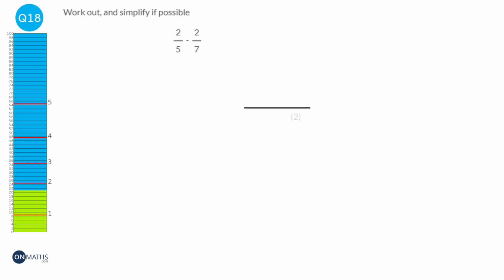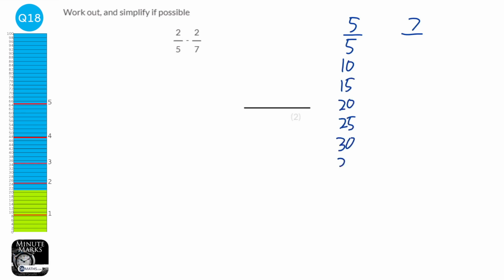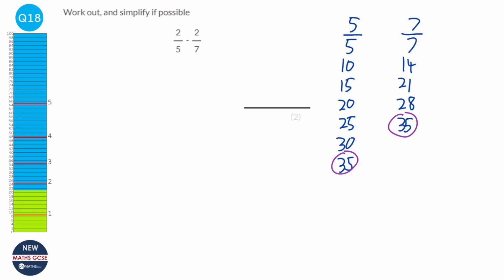To be able to add or subtract fractions, we must make the denominators the same. So what we do is we write out the 5 and 7 times tables, so 5, 10, 15, 20, 25, 30, 35, and you keep going through each times table until you get to a number that's the same in both. You can see it's 35 here. So we're going to times top and bottom by something to make the denominator 35. So for this first one, it's going to be 7. So we're going to times top and bottom by 7. For the second one, it's going to be 5.